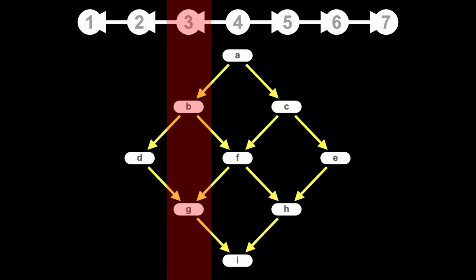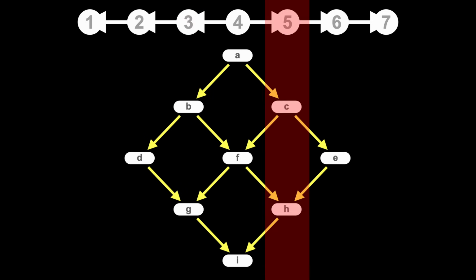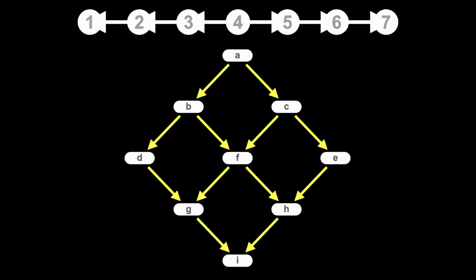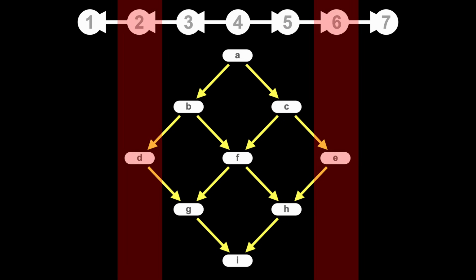Events B and G flip the edges either side of node 3, so I drew them in the same position horizontally as node 3. Events C and H flip the edges either side of node 5, so I drew them in the same position horizontally as node 5. Finally, events D and E flip the edges either side of nodes 2 and 6, respectively, so I drew them in the same position horizontally as nodes 2 and 6.